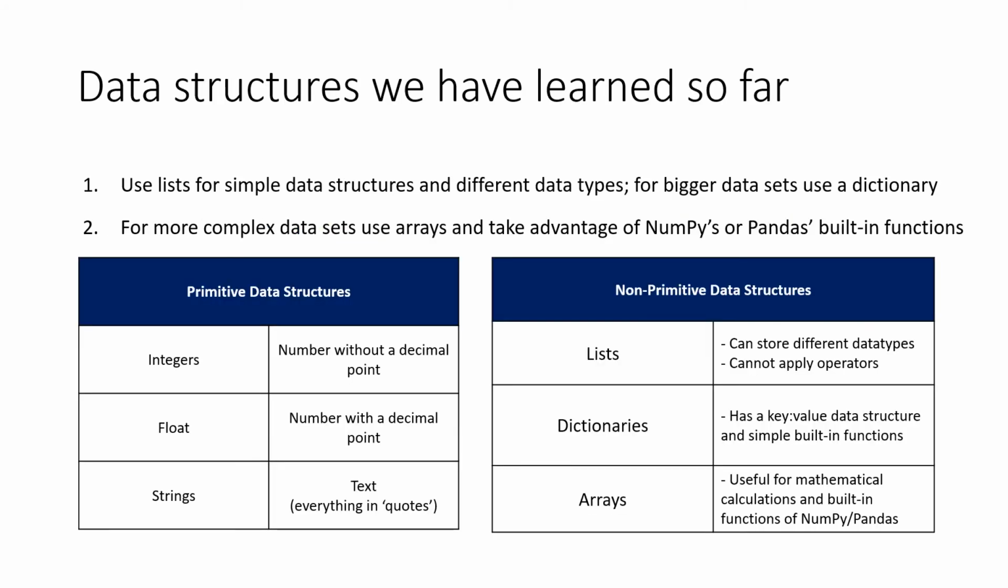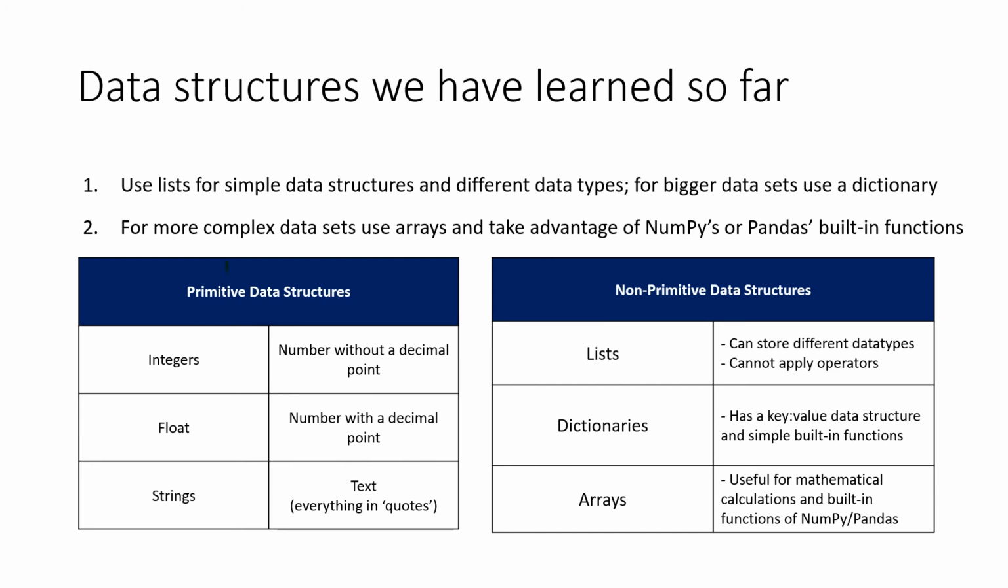In the end, we have a quick look at our data structures. Overall, we could say that for simple data structures with different data types, we should normally use lists. If it gets a little bit more complicated or a little bit more nested, we should normally stick to using a dictionary. But you will get used to it and you will develop your own feeling for when to use what. The more complex our data sets become, we should stick to using either NumPy or Pandas. And probably in the end, the majority of the time, you will use Pandas because we will work with bigger and bigger data sets.